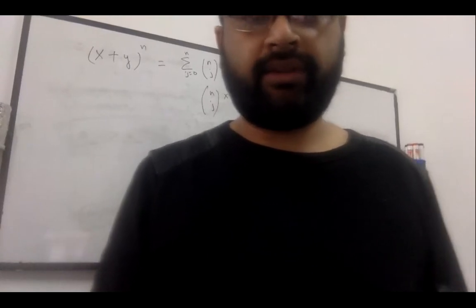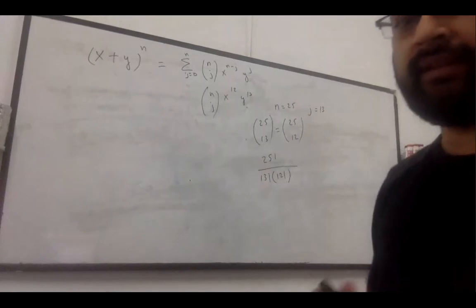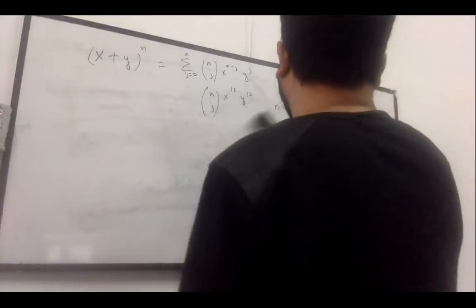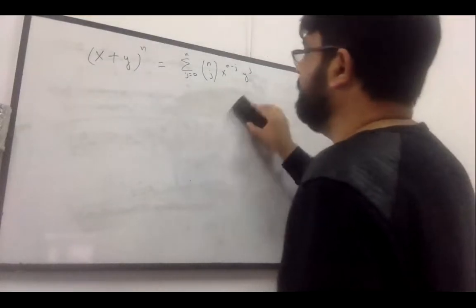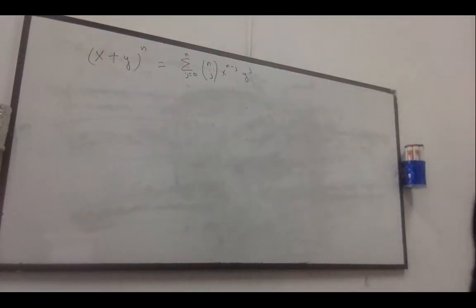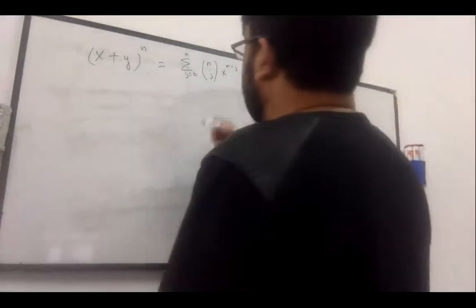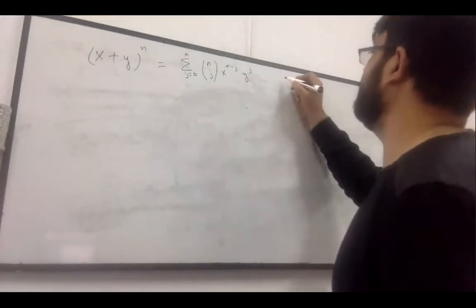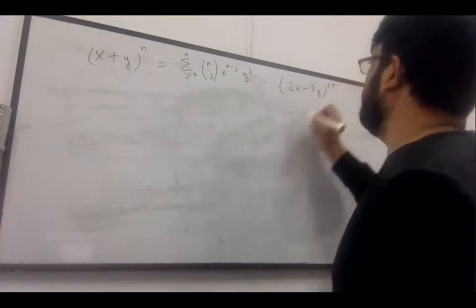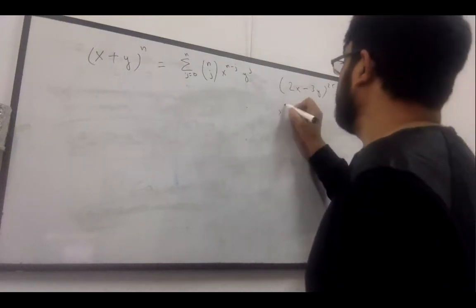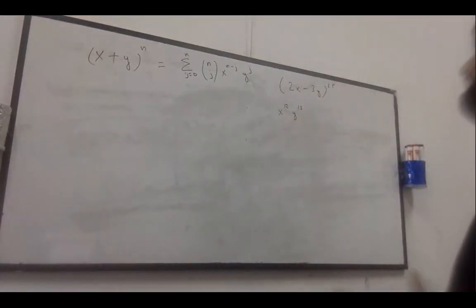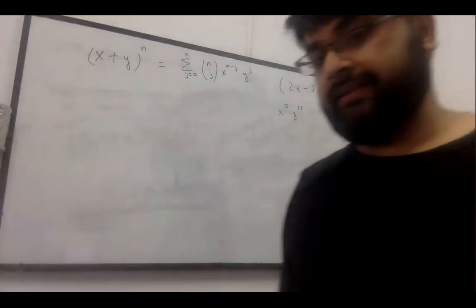So look at the question again. The question says x^12 y^13 in the expansion of (2x minus 3y). So how do you go about it? I think you can solve it by using the same formula here. But here is a bit of a problem that you need to identify. The formula now is not x plus y. It is 2x minus 3y raised to power 25, and the coefficient they're asking us for is x^12 y^13. How do you find it?